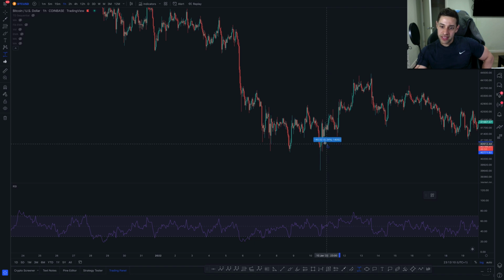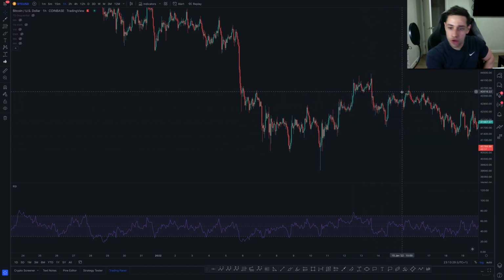And if you managed to enter somewhere in this vicinity over here, you could have had a stop loss of about 2.5–3%. And then, like I said, if you aim for that 2-to-1 risk reward ratio, you could have taken profit somewhere up in this region, and that's basically how I would use that triple divergence on the RSI.